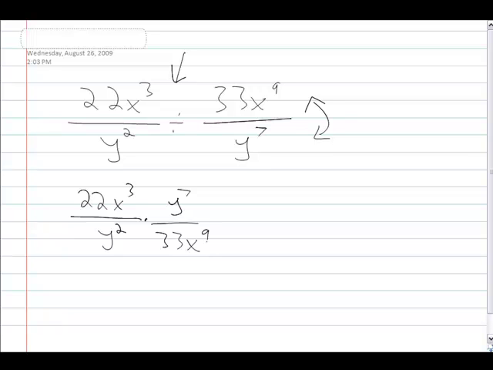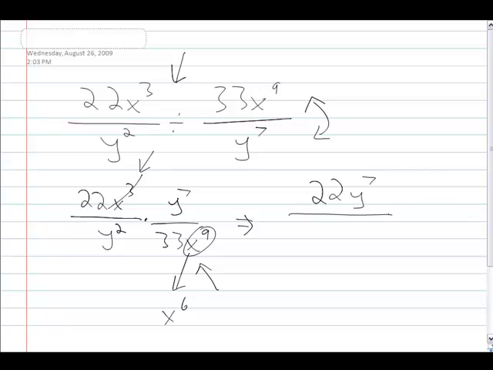And now we just need to see what can cancel. Well, if here I have an x cubed, here I have an x to the 9th. So if I cancel all three x's on the top, I'm going to have to cancel 3 on the bottom. So this x to the 9th is going to become an x to the 6th. So now I can rewrite the problem as 22 y to the 7th by multiplying across the top here, and on the bottom I'm left with the 33 x to the 6th and that y to the 2nd that was there.